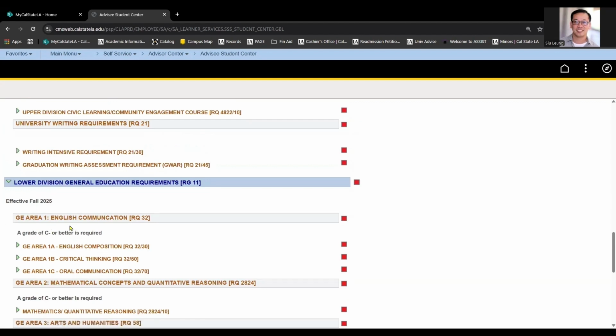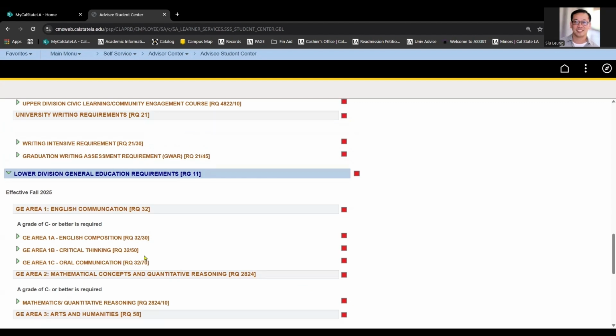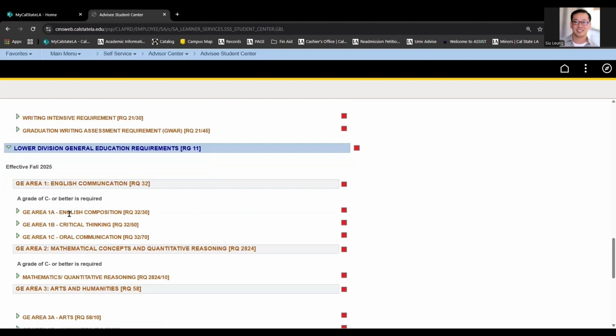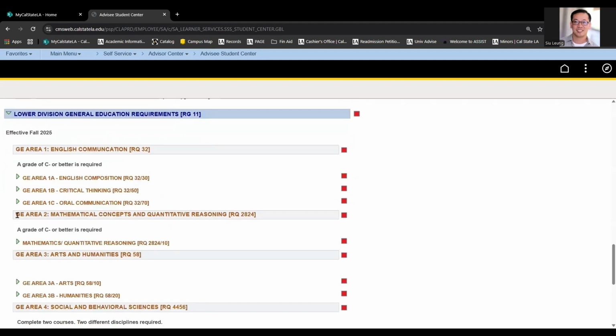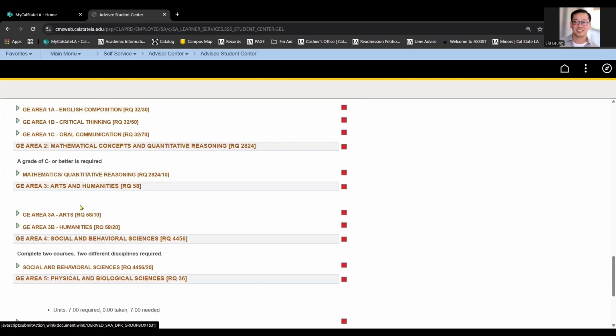So area 1 is the English requirement. Of course, 1A English composition, 1B critical thinking, 1C oral communication. Pretty straightforward. So 3 classes, right? 1 English, 1 critical thinking, 1 oral communication. Then we have GE area 2, and that's a math course. So just 1 math course, and that'll fulfill your GE math requirement. And remember, these are all lower division classes. So you're probably taking them now, or if you're a transfer student, those are all done already.